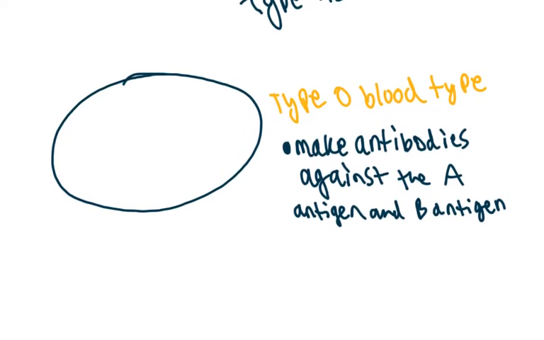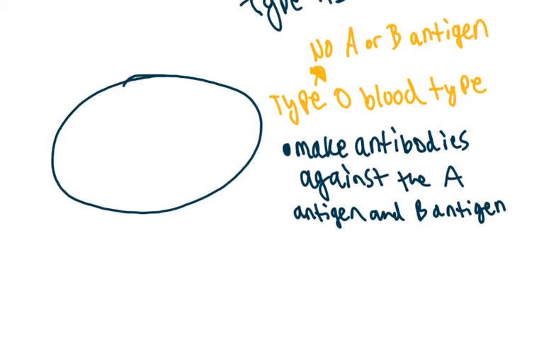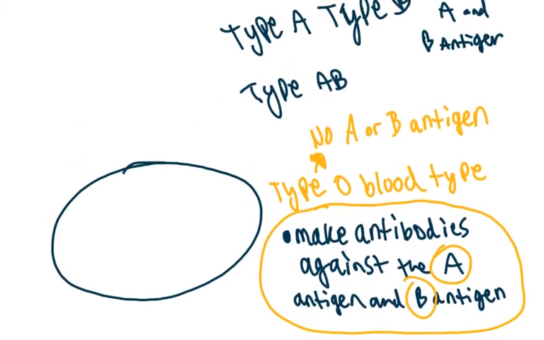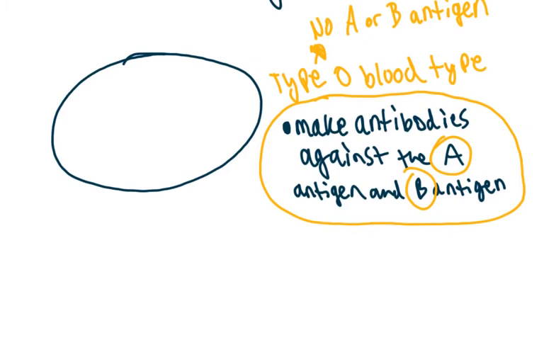So that's why if you're type O blood, let's write this down, you have no A or B antigen on the surface of your red blood cell. That means you make antibodies for whatever you don't have, which is A and B antigens. And one more thing before we end this video, one really important thing.